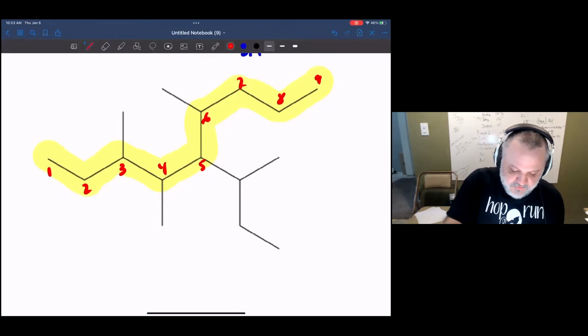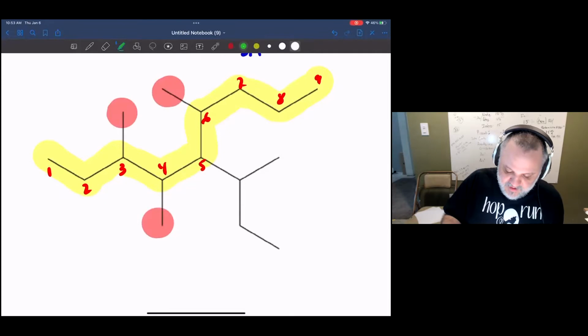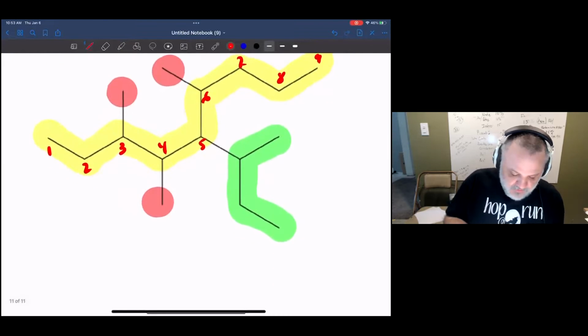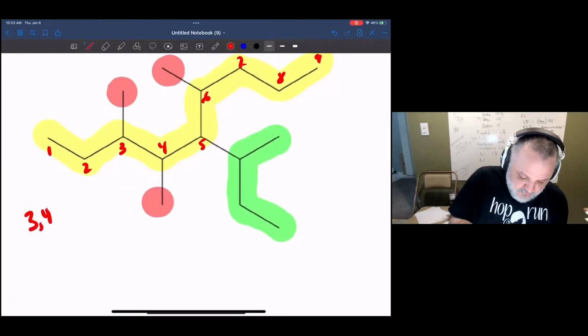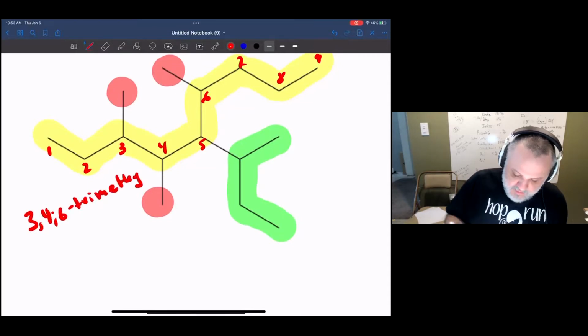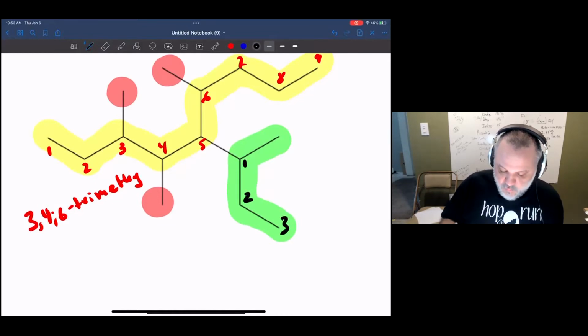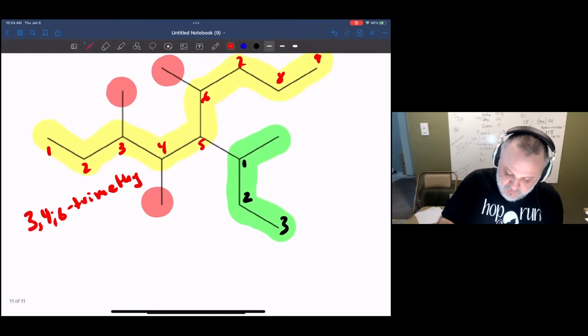Now, what kind of substituents do I have? Methyl, methyl, methyl, and then whatever this guy is, we'll have to figure that out in a second. So I have a trimethyl, and so that's 3, 4, 6 trimethyl. And then what is this guy in green here? How many carbons does it have? It has 1, 2, 3 carbons. And at the 1 position, there's a methyl group. So that means that at the 5 position, I have a 1 methyl propyl.